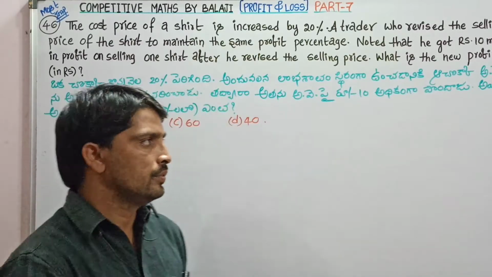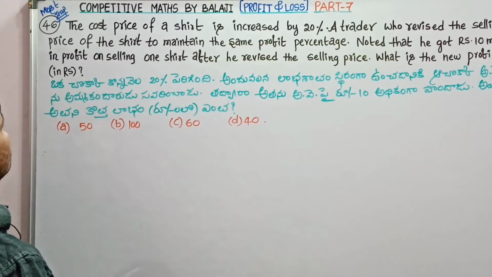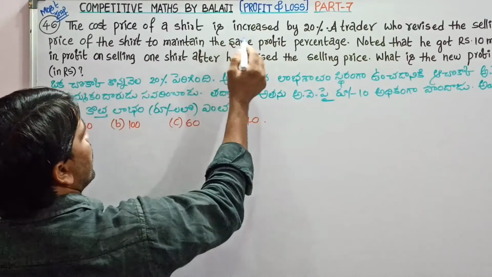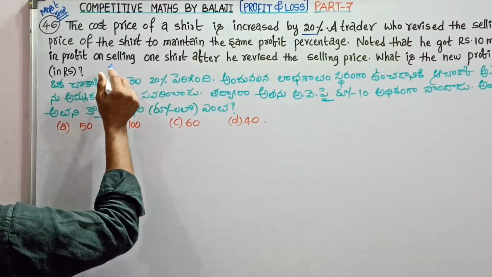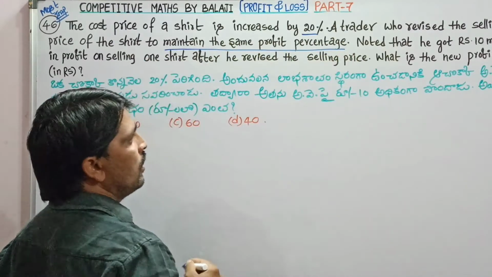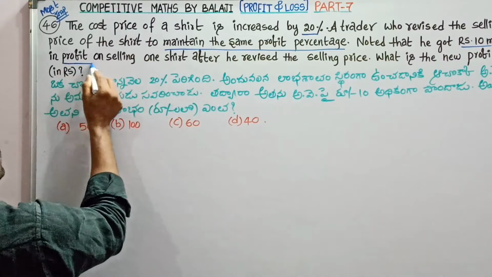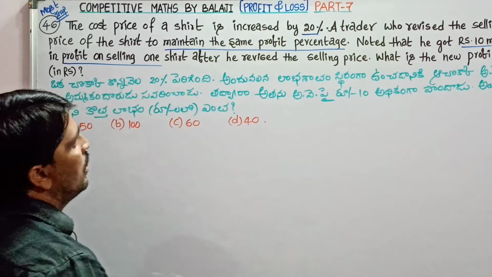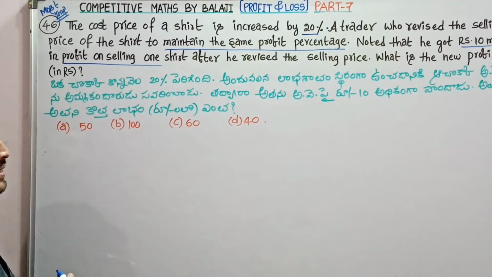Next question, question number 46. A good quality question, also a most important question. Students, listen carefully. The cost price of a shirt is increased by 20%. A trader who revised the selling price of the shirt to maintain the same profit percentage noted that he got rupees 10 more in profit on selling one shirt after he revised the selling price. What is the new profit in rupees?